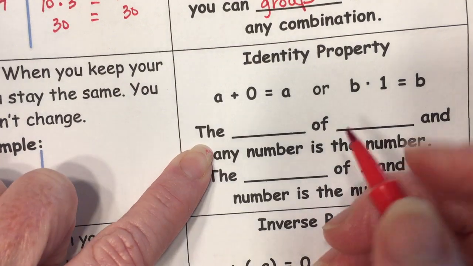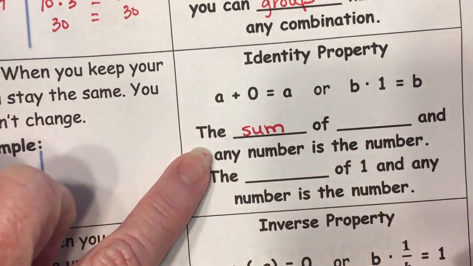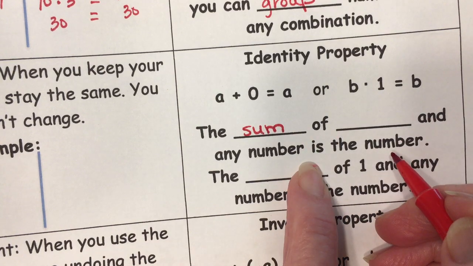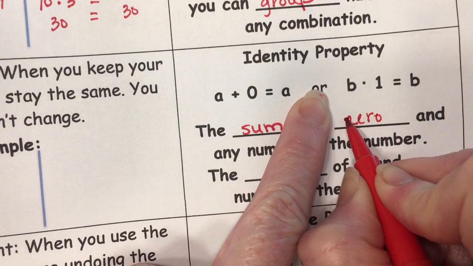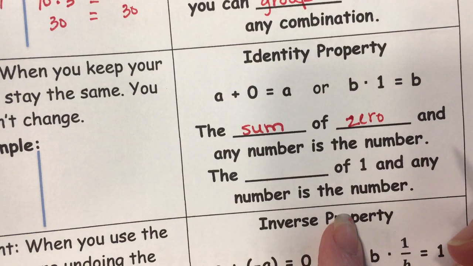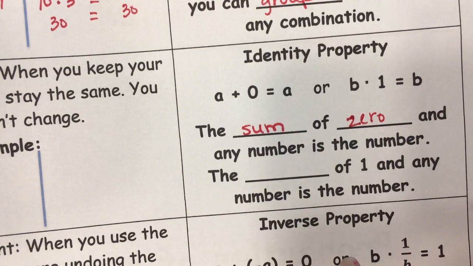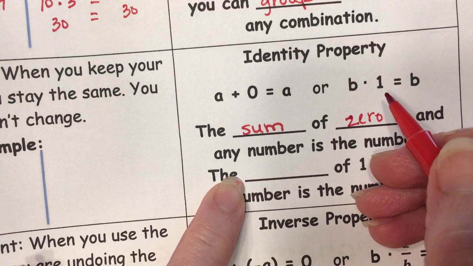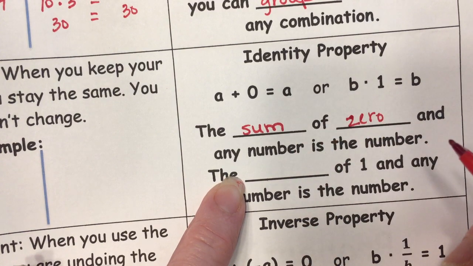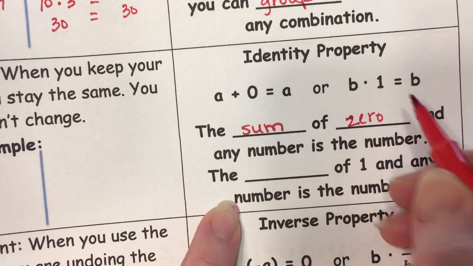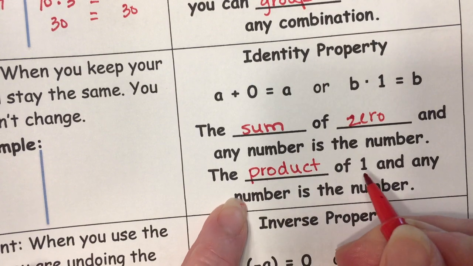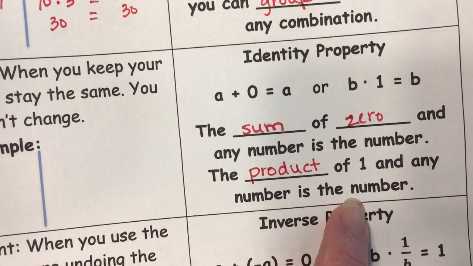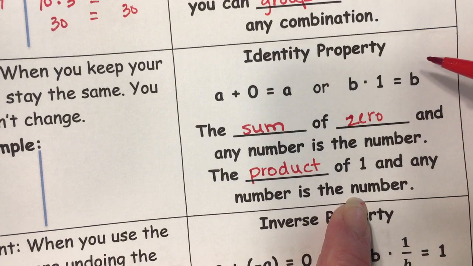So the sum, that means when you add, right, of any number and what is the number. So what can I add to any number and get the same number? 0. Okay, you already knew that, but we're just calling it the identity property. So anything plus 0 stays the same. Okay, what about with multiplication? What number can you multiply times any number and get the same number? Well, 1, right? So the product, which just means multiply, of 1 times any number is going to give you the exact same number. Again, that's something you already knew, but we're now just describing that as the identity property.